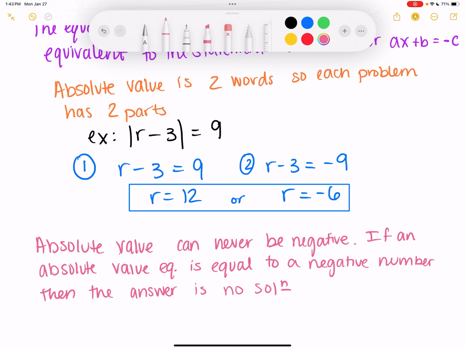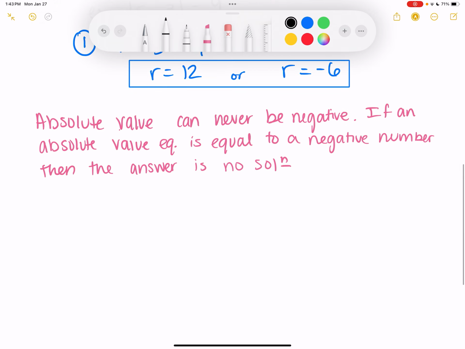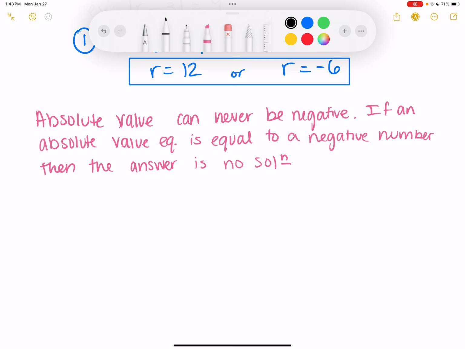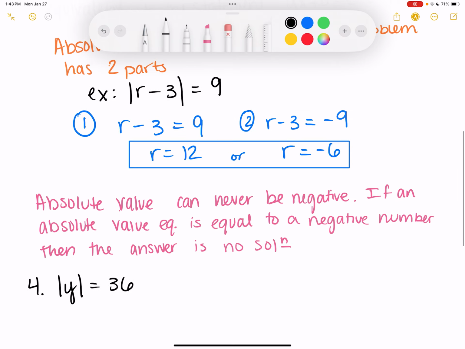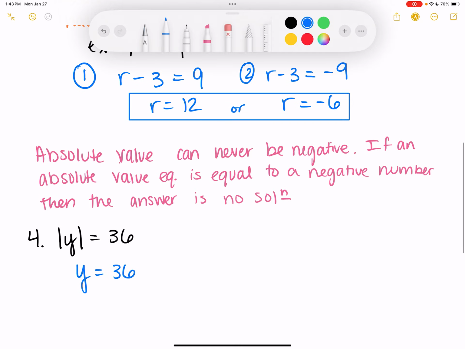All right, so let's jump into some examples out of the homework section. First of all, super easy one. I'm only going to do one like this. Number 4, the absolute value of y equals 36. Just like when we had the one I did up here, the first time it gets copied down exactly. So y equals 36. Notice the only thing that's different is I've removed the absolute value bars.